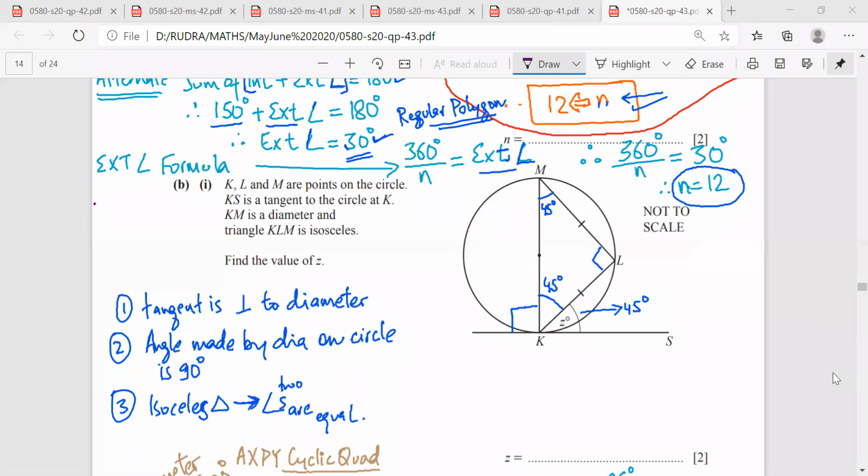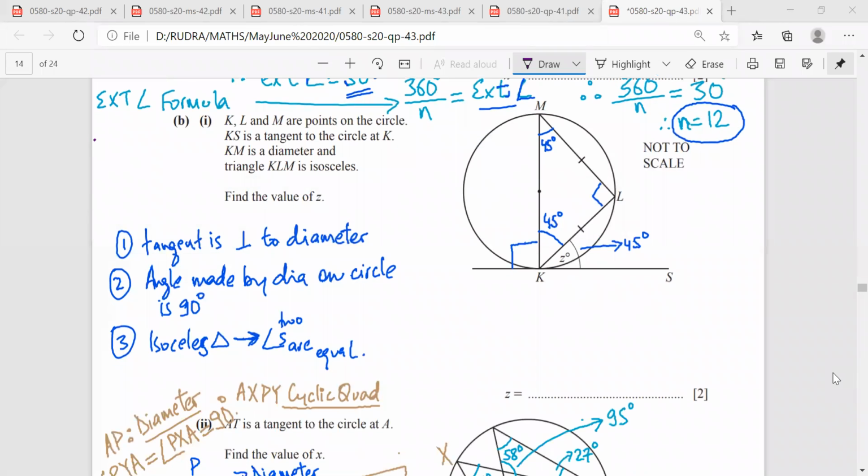Okay, Mr. Rudra. So in the second part, K, L, M are points on the circle. KS is a tangent to the circle at K. KM is a diameter. KLM is isosceles, so this side would be equal to this side. And because it's an isosceles triangle, this angle should be equal to this angle.